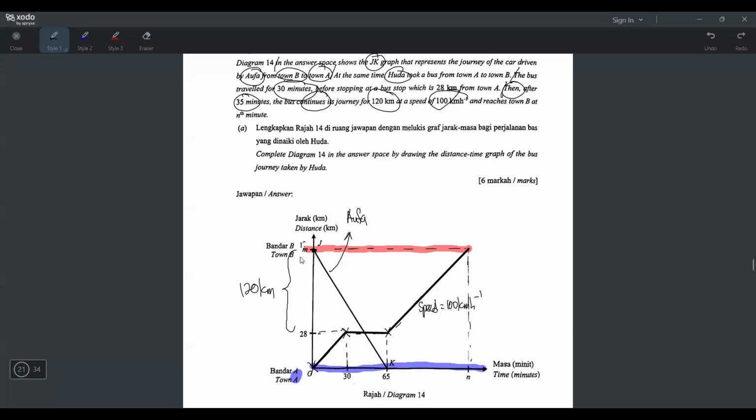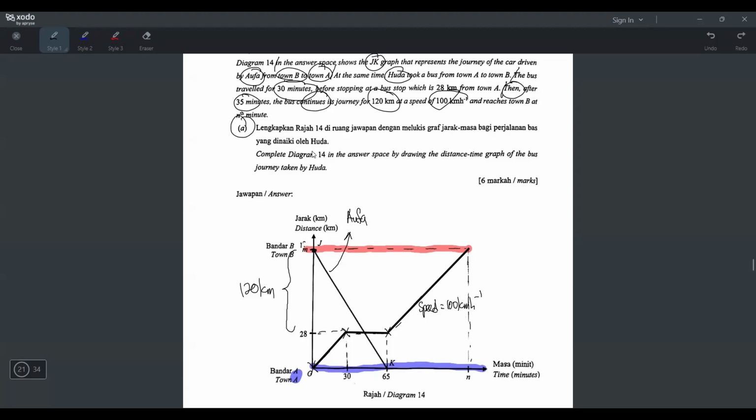I also realized we can actually find the value of m, right? Just take 28 plus 120, because they say from here to here they travel 120 kilometers. So you can just take 120 plus 28 to find m. But let's see what the question wants.